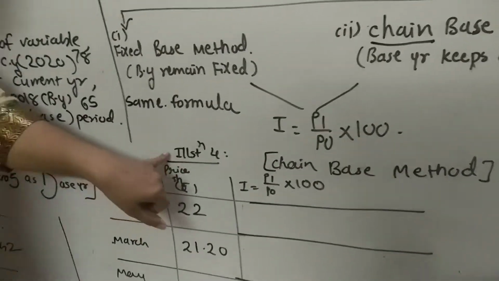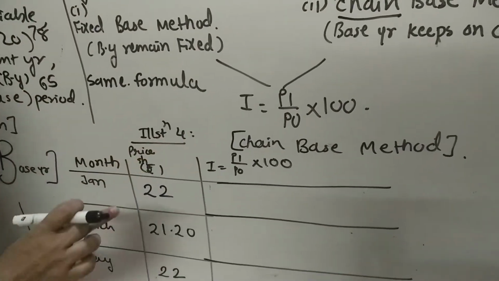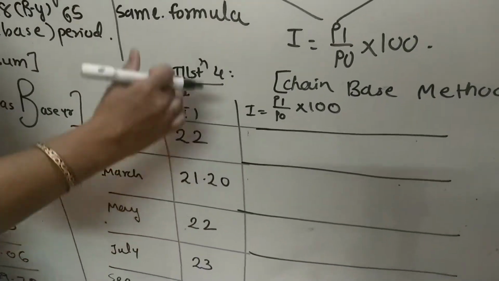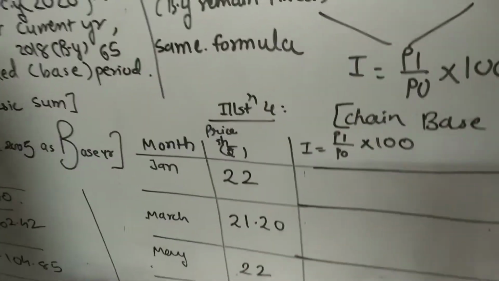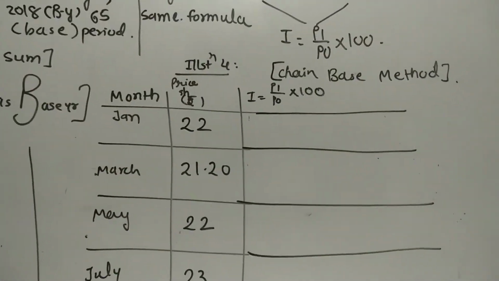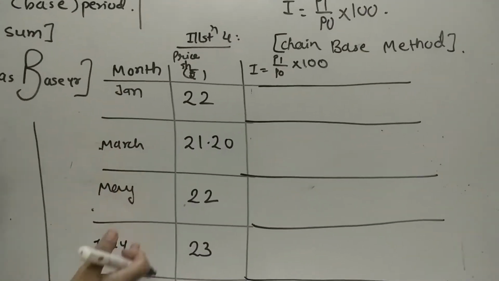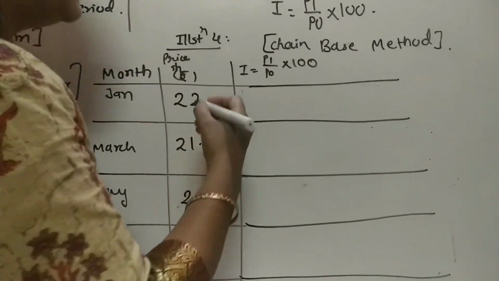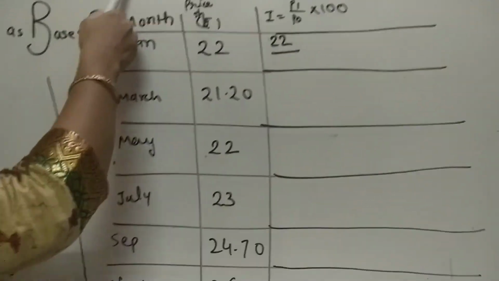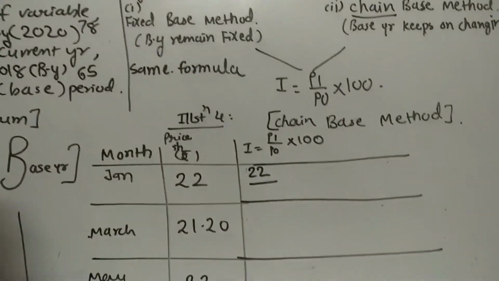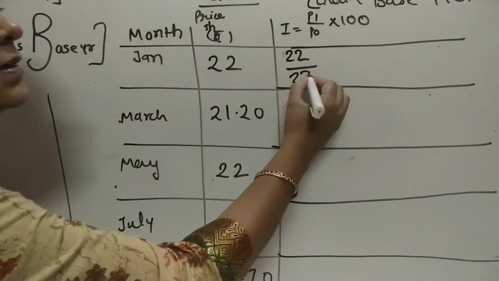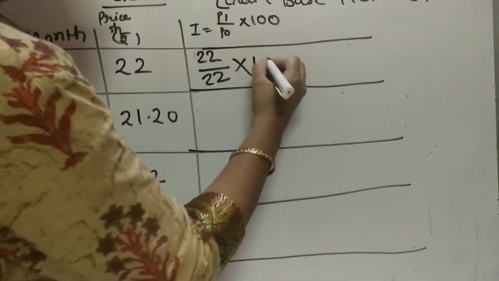Now let us solve illustration number 4, where chain base method is already written. Solve this sum by chain base method. These are the two columns month wise. The first month, that is January, is my current month price, that is 22, upon what is the base year? The base year is not mentioned. I am going to follow chain base method. It is not told to me what to take, so 22 only, into 100.